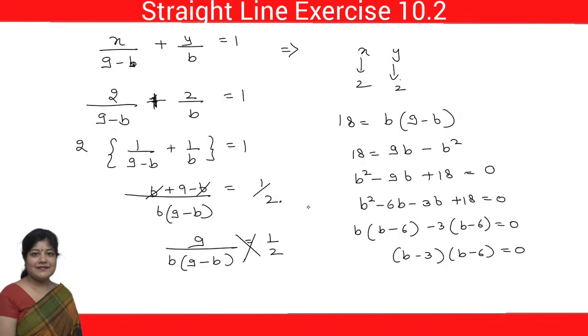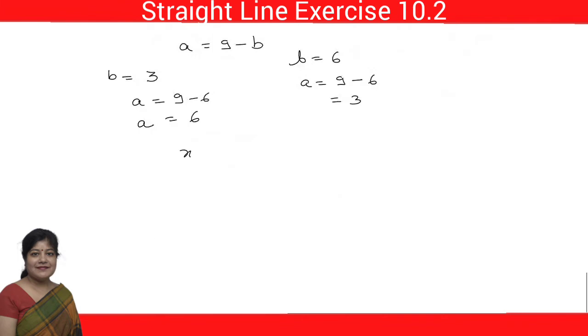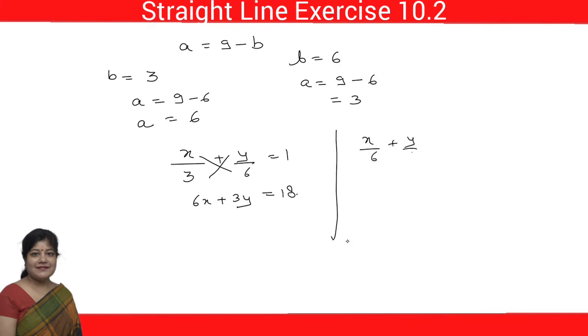Now the value of a is 9 minus b. So when b is equal to 3, the value of a becomes 6. When b is equal to 6, the value of a becomes 3. So we can write the equation as x by 3 plus y by 6 is equal to 1. When we solve, it becomes 6x plus 3y is equal to 18. Or if I go like x by 6 plus y by 3 is equal to 1, then 3x plus 6y is equal to 18.